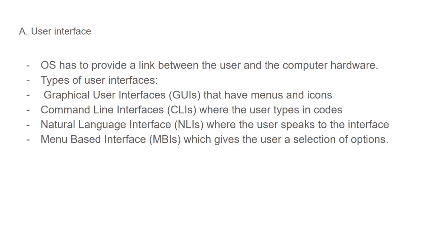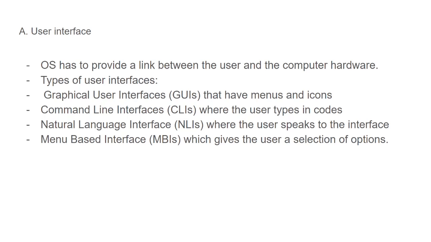The first one: operating system provides a user interface. OS has a link between the user and the computer hardware. The link is called the user interface. Now, in the user interface, there are four types of user interface: graphical, command line, natural language, and menu based.